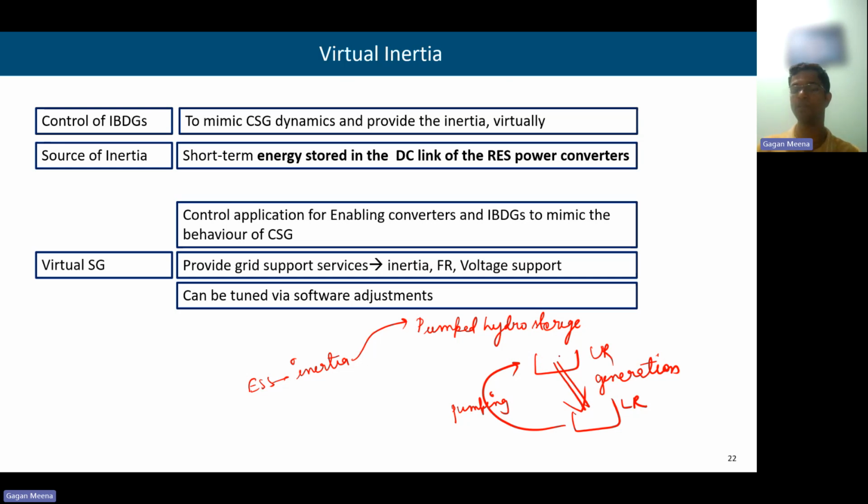machine is used in reversible mode. Now it's a conventional machine. It can provide the conventional. It's a rotating mass, right? That's why it can provide that inertia. Similarly, can you tell some other energy resources, energy storage devices, or energy storage technologies which can provide this inherent inertia? Yes, we can.